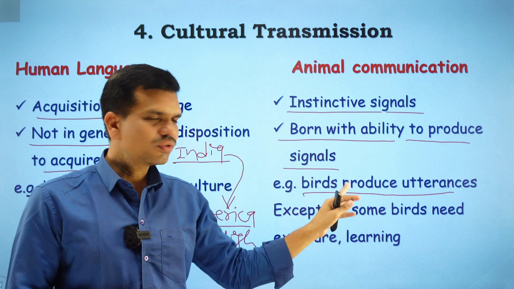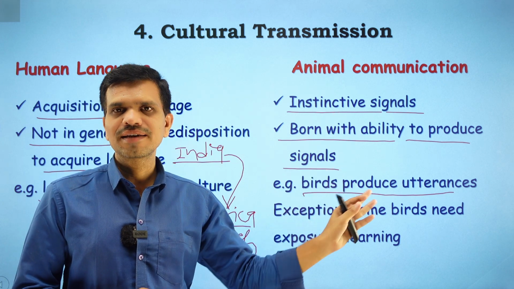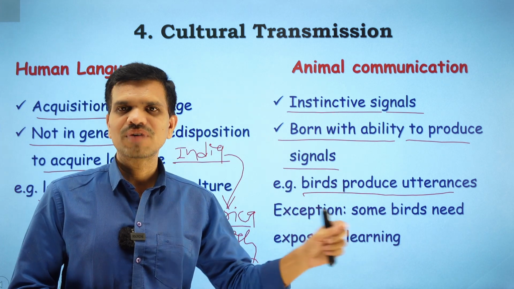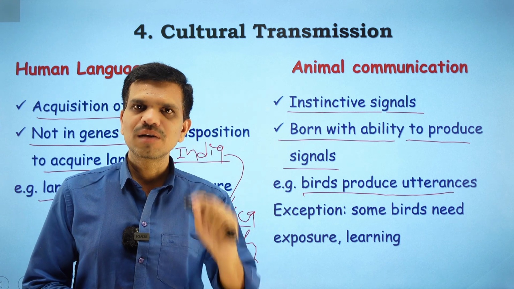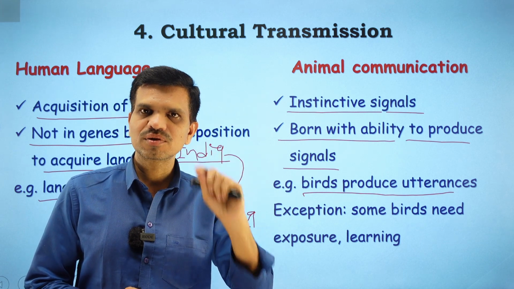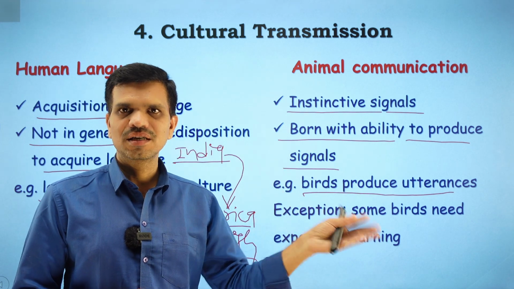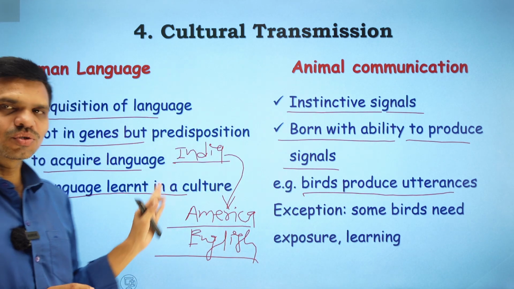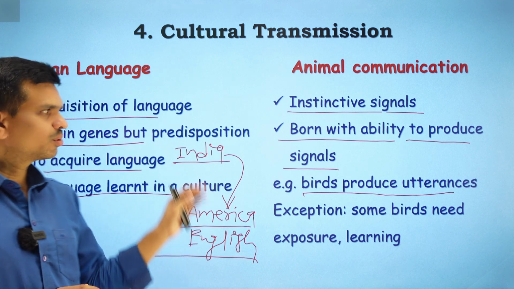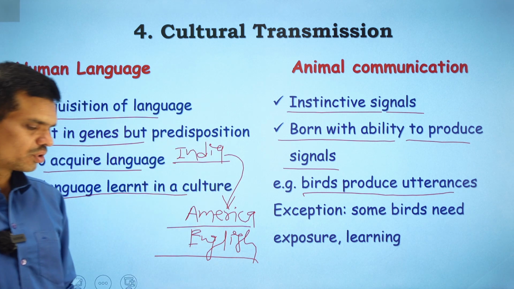And if you find any dog, any cat anywhere in the world, you will find the same kind of signals, the same kind of symbols, the same kind of sounds produced by those animals wherever you find them across the globe. But the same is not the case with human language, because we have a difference between these two systems.